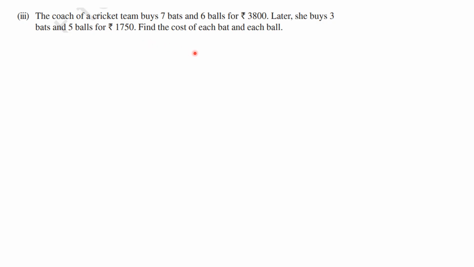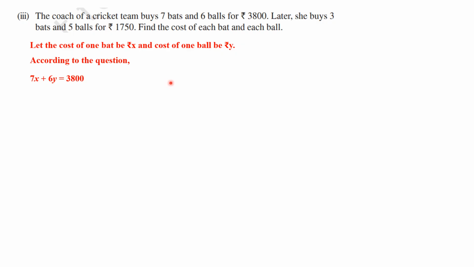Okay, so first I'll assume the cost of one bat as x rupees and one ball as y rupees. If one bat is x rupees, then 7 bats cost 7x rupees. In the same way, one ball is y rupees, so 6 balls will be 6y rupees, and together he has paid 3,800 rupees, isn't it? So according to the question, from the first statement we can write 7x plus 6y equal to 3,800.